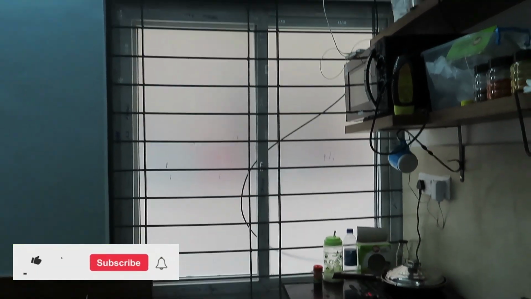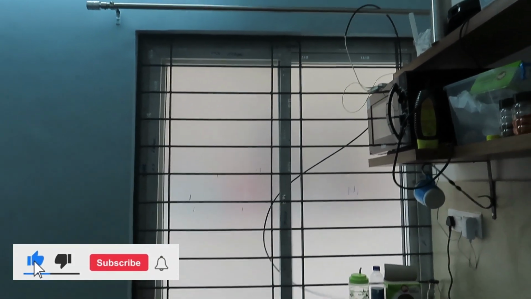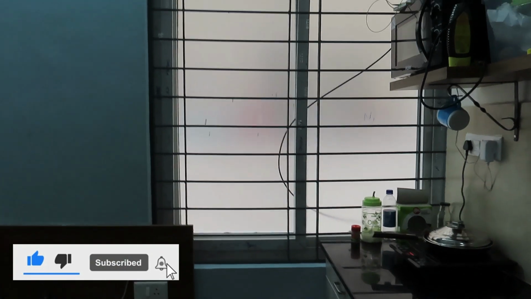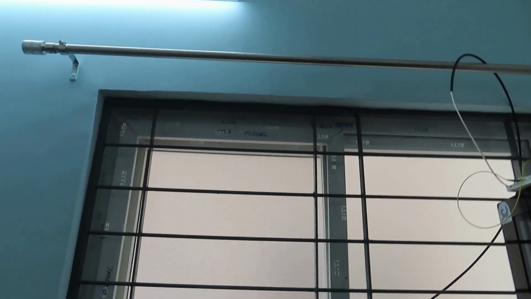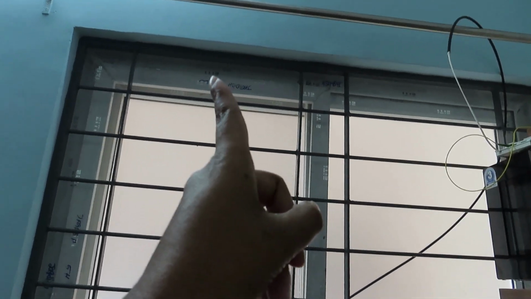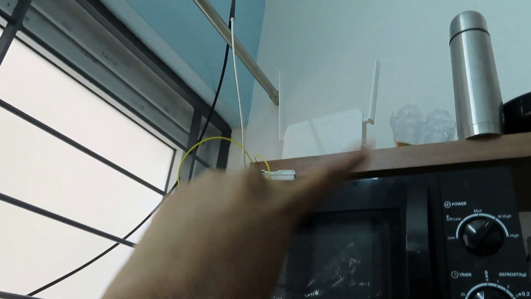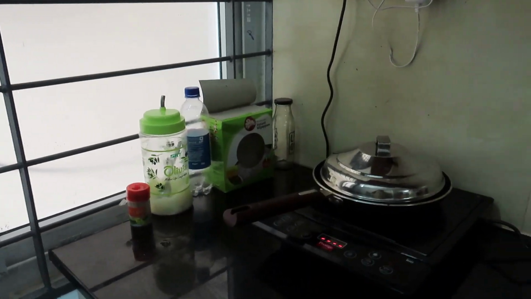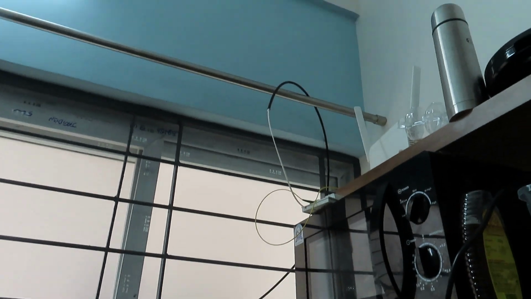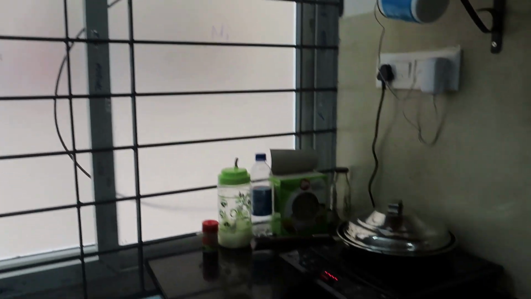Now here, as you guys can see, is my very basic window. There's absolutely nothing on it. At first we were supposed to have curtains. You can see the curtain rod over there, which is now like a connection to my Wi-Fi and the whole thing. But we can't unfortunately put curtains over here because this is where I cook. So it falls right below this. So this is kind of the situation that we have.